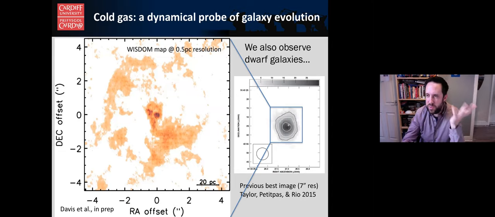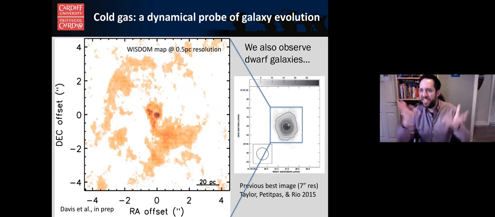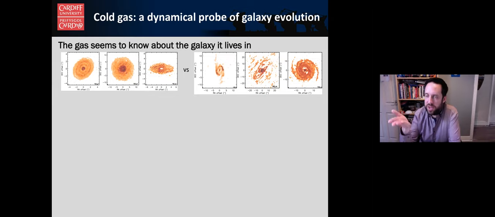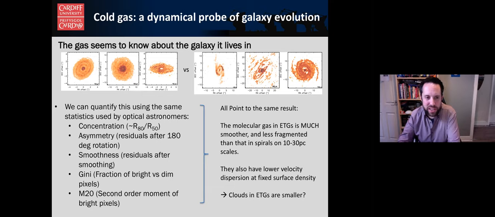So this is really suggestive. The things with the biggest bulges, the largest galaxies, have very smooth ISMs, whereas the more disky and lower mass things, everything breaks up. So the gas seems to know about the galaxy that it lives in. We can prove that, so we don't just have to rely on eyeballing the images. We can use the statistics the optical astronomers actually use to classify mergers, for instance, the CAS, concentration, asymmetry, smoothness parameters, or Gini and M20, it doesn't really matter what they are. They're all statistics you can run on these sorts of images, and they all point to the same result: that the molecular gas in bulge-dominated galaxies is much smoother, less fragmented than in the spirals on these sorts of 10 to 30 parsec scales.